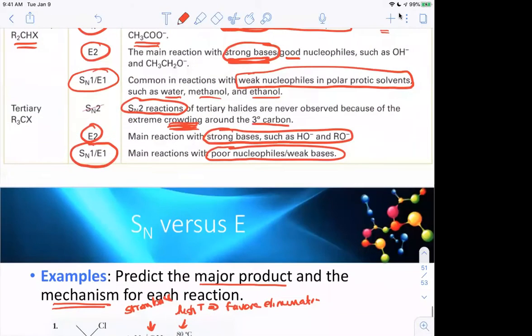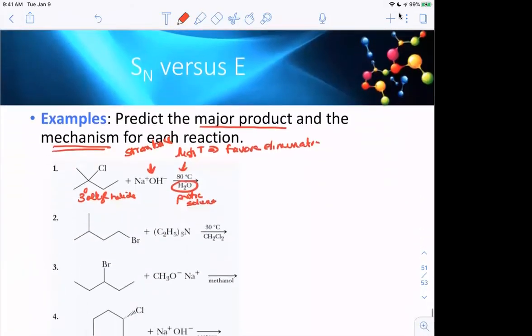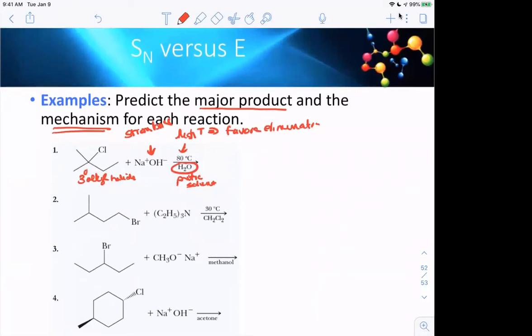So if I look up here, the only choice I have is between E2 and SN1 or E1. Well, when I have strong bases, it's going to go E2. E2 is going to give me the Zaitsev, right? So this is going to undergo E2. It's going to give me the Zaitsev. So my double bond is going to be the most substituted double bond. And what I get is that as my major product.